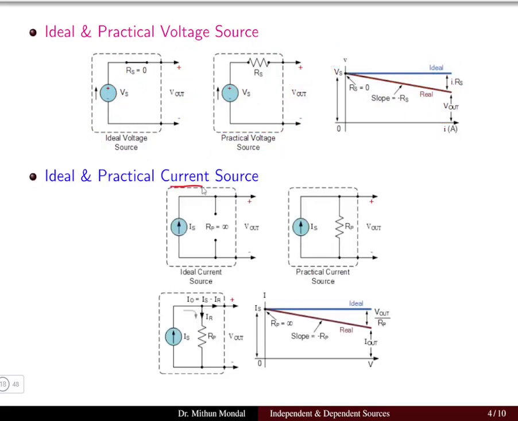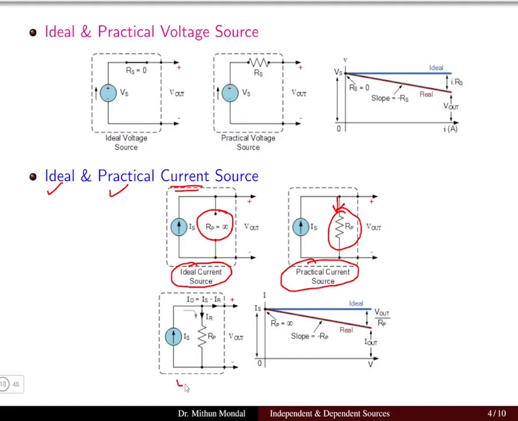Similarly, in the current source, if we differentiate the ideal from the practical one, there is a resistance which is connected in parallel. If this resistance is infinite, that is, it is an open circuit, then it is known as an ideal current source. Whereas, if there is a resistance connected in parallel which has a definite value, then that is known as the practical current source. In the practical current source, there will be some amount of current drop at the output terminal because some current will flow in the shunt part.